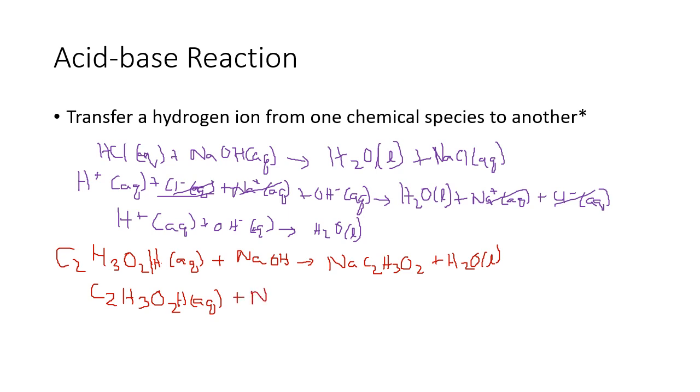The base will still fully dissociate because that's a strong base. Sodium acetate is extremely soluble because we've got a group 1 cation and we have an acetate ion. And both of those things cannot help but be soluble no matter what they're combined with. And we got water.